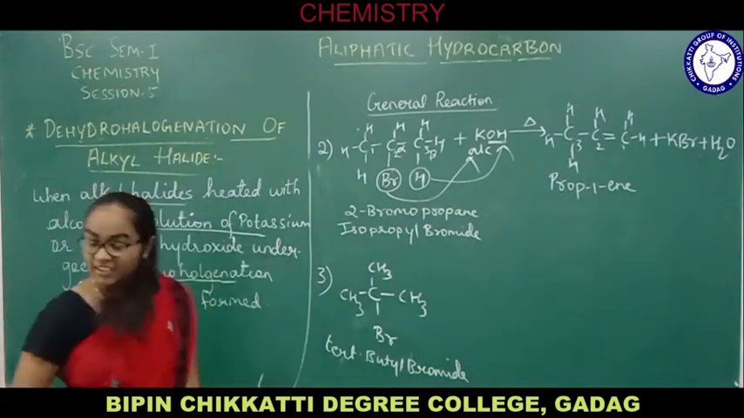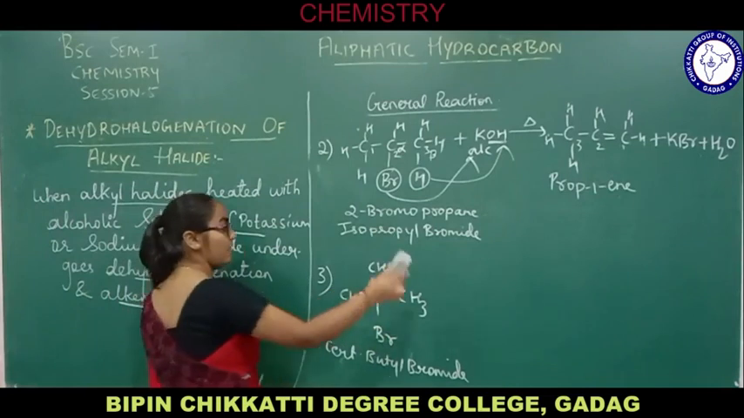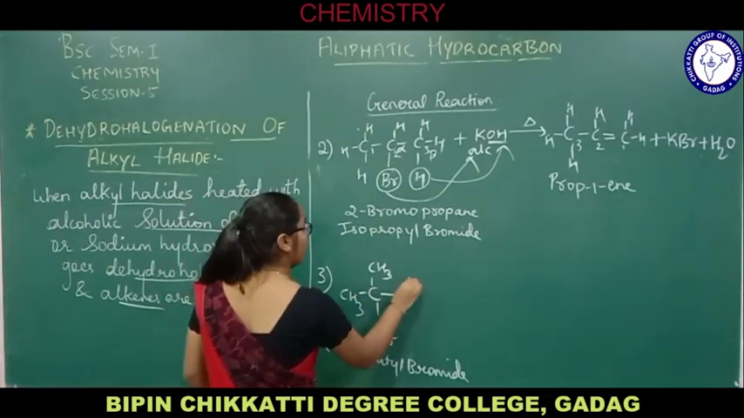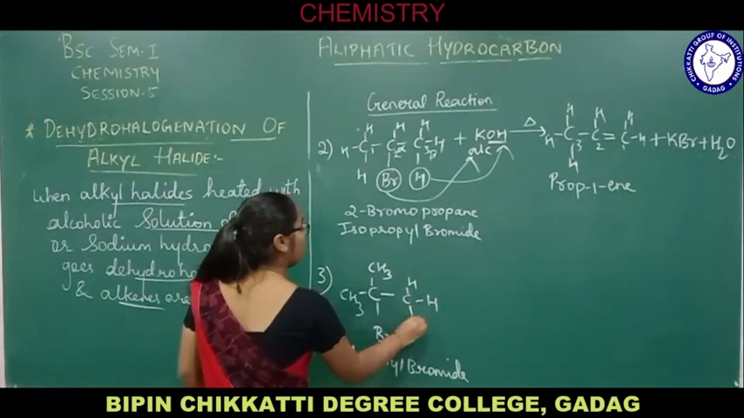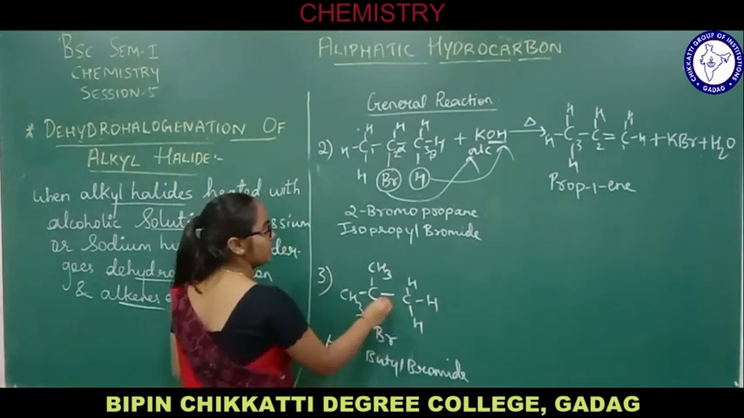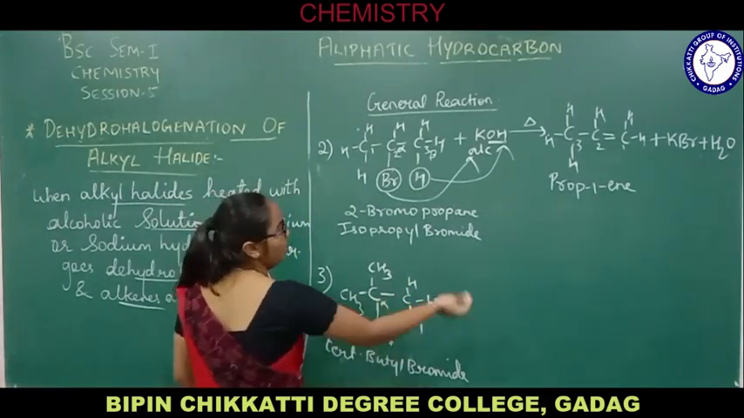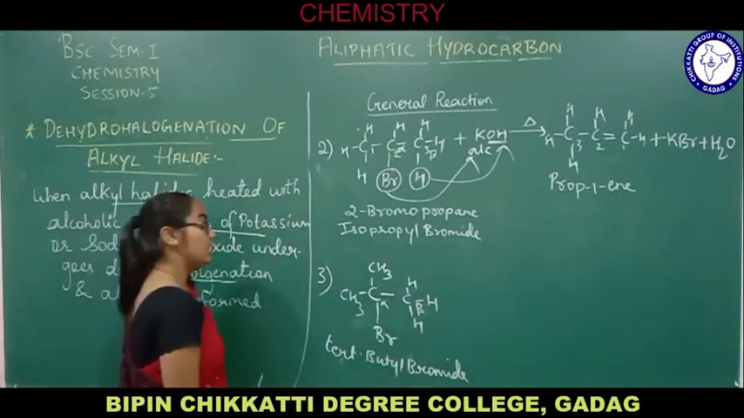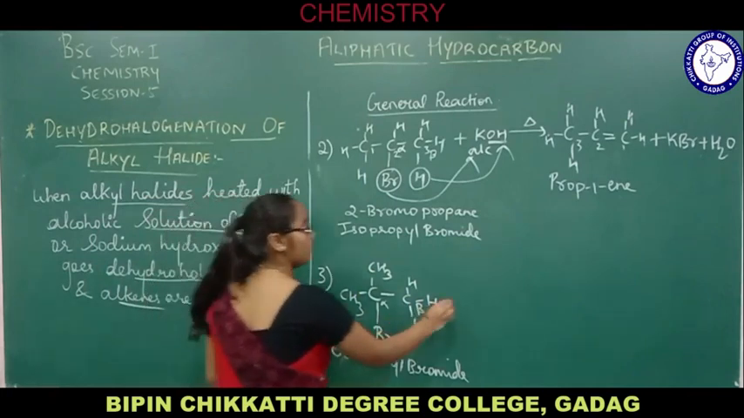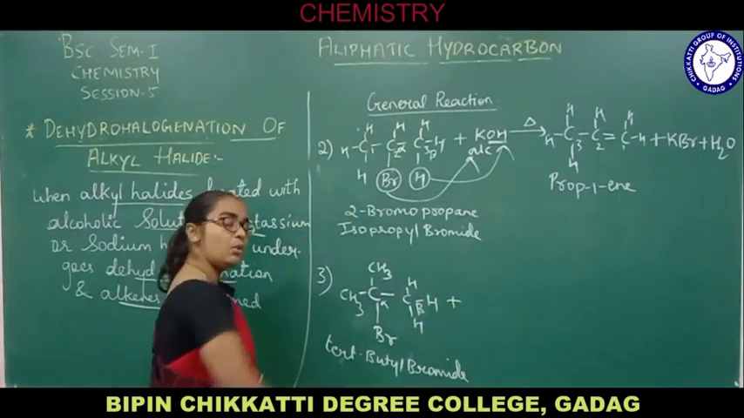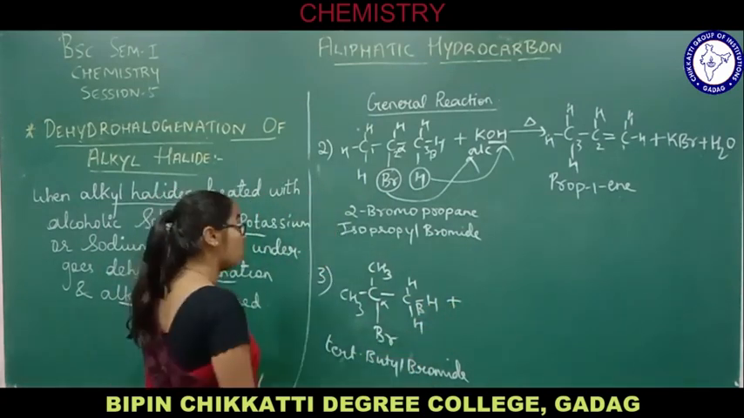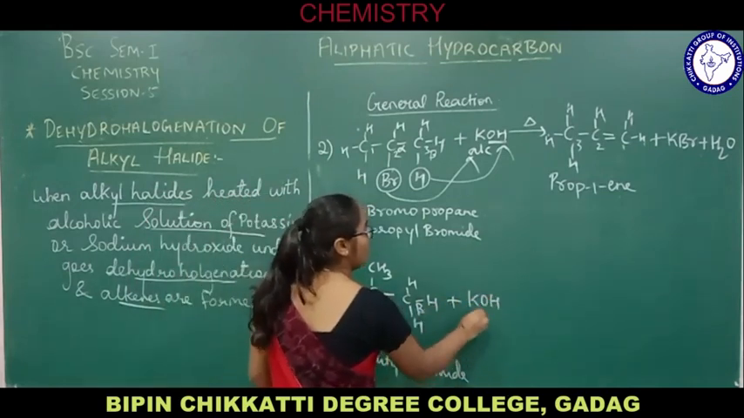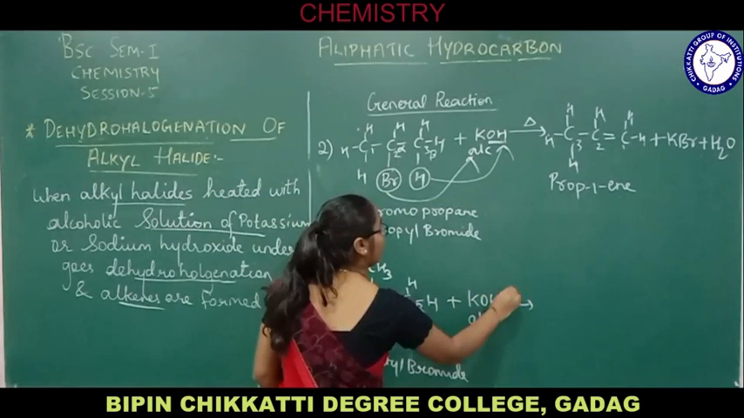Now here the question arises, which is the alpha carbon and which is the beta carbon? Obviously we know that the carbon to which the halo group is attached is considered the alpha carbon, and the neighboring carbon is the beta carbon, right? So this is also quite a simple one. When this tertiary butyl bromide is treated with alcoholic potassium hydroxide, they are going to get heated up.